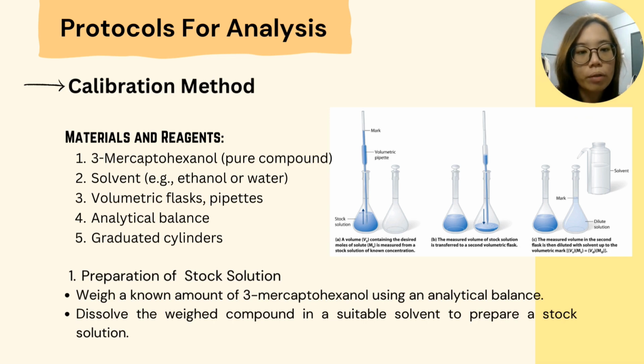For the first protocol for analysis, we use the calibration method. We need to prepare the stock solution, and for the preparation, we need materials and reagents, which are 3-methylhexanol, solvent, volumetric flask, pipettes, analytical balance, and graduated cylinders. We need to weigh a known amount of 3-methylhexanol using an analytical balance and dissolve the compound in a suitable solvent to prepare a stock solution.